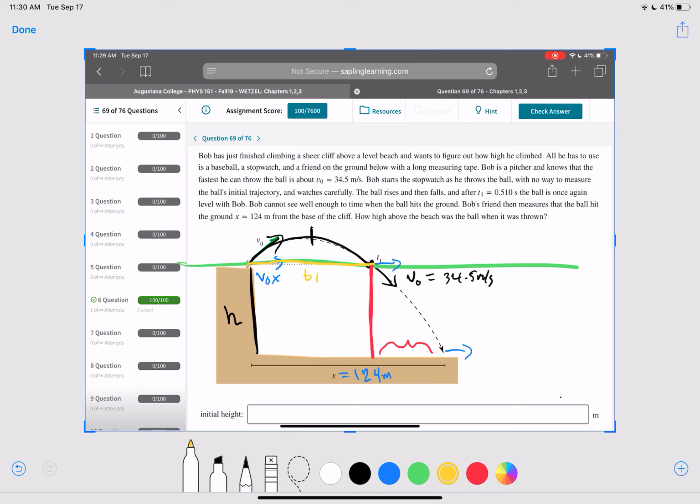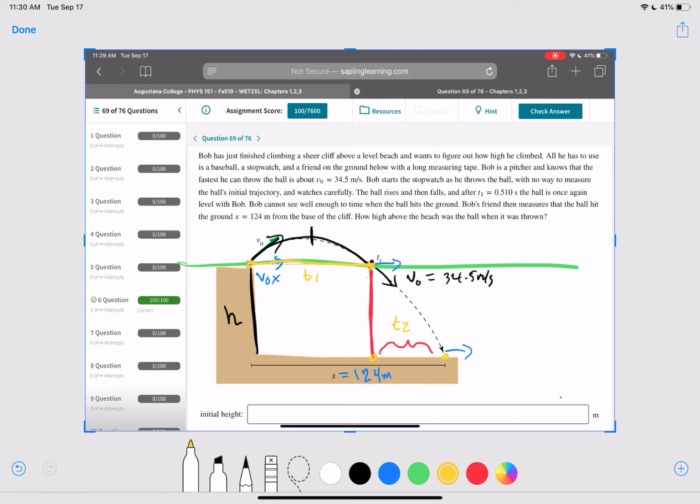What we need to figure out is the time it takes for this projectile to fall, the time it takes to go from here to here. If we can figure that out, then we can figure out the height. Okay, so that's our goal. We have to figure out the time. So what we need to do is figure out t2, because we can get the time from here to here. It's given to us. So our main goal now is to figure out the time t2.